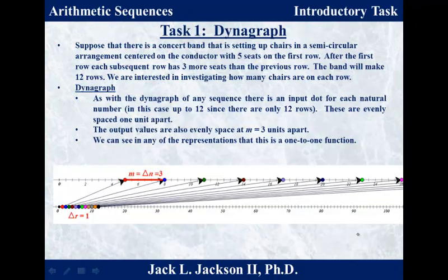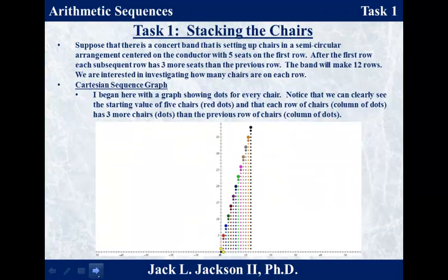In a dynagraph, going over by the same, you go up by 1 here on the inputs, and we're going up by the same amount each time, in this case 3 on the outputs. Here we have the same chairs stacked up instead of in a circular or semicircular arrangement, and maybe it's a little bit easier here to see that each time when we go from one to the next, we're just adding the same amount. We're adding 3 each time.